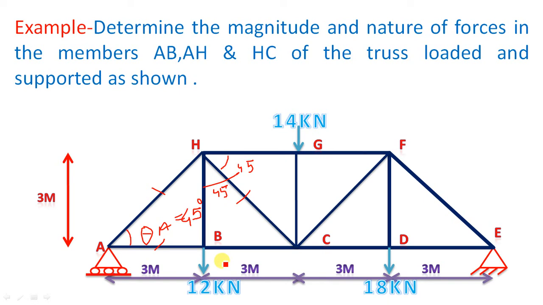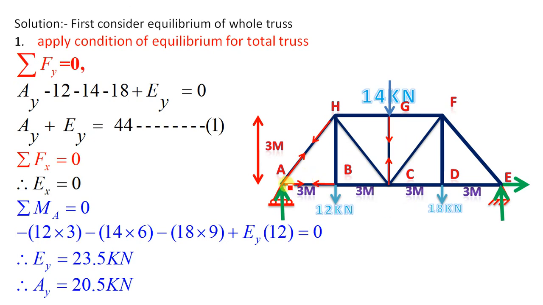Okay. Now the next step is to find out the support reactions. After drawing the free body diagram, you have to find out the support reactions. Here there is a roller support, so I have replaced this roller by this reaction, let's say this is AY, and here, because it is a hinge, the two reactions, let's say this is EY, and the other is EX.